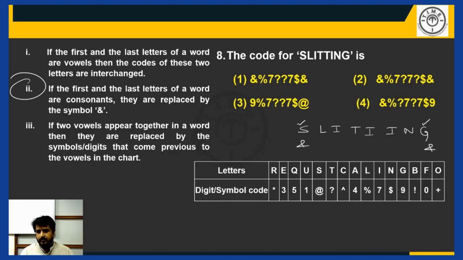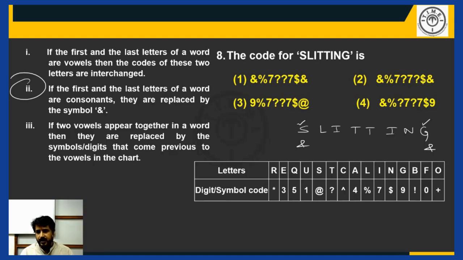Do we have any vowels together? L, I, I, T, T, I, N, G. Okay, no, it is also T, right? SLITTING. So no vowels are together. No two vowels are together. So the remaining letters are all taken as per the table.